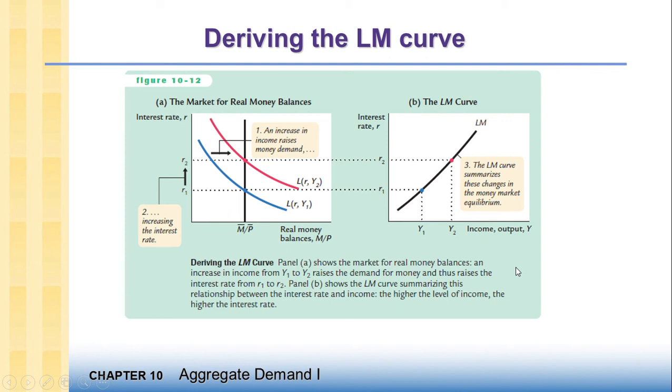Now, how do I derive the LM curve? We start with an increase in income. Say we were at the level Y1, and now we are at Y2. How is this expressed in the market for real money balances? Earlier, the money demand function was here at LR, where R is the rate of interest and Y1 is the initial level of income. Now if income increases, as we have already discussed, it increases the money demand. Money supply is already fixed by the central bank at the M bar by P bar level.